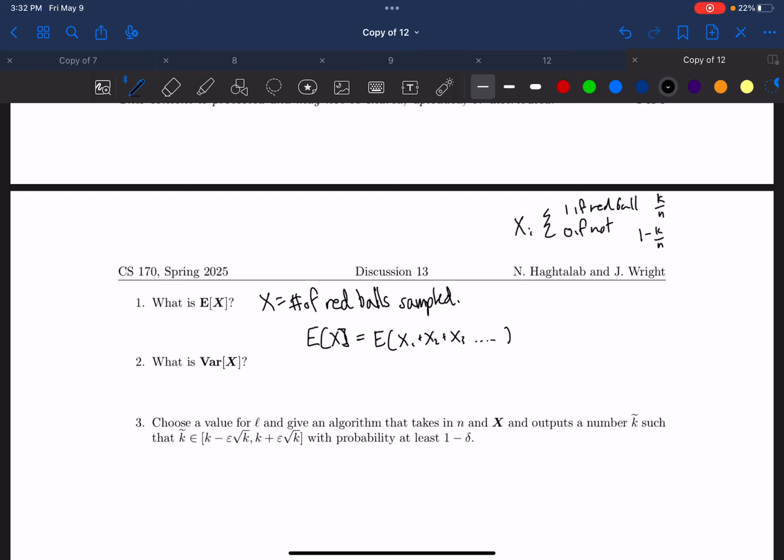So then, from here, we can simply use linearity of expectation to add up our expected values, and that's going to be k over n. And how many samples are we doing? We're doing L samples, so it's going to be k over n times L. So that's going to be E of x right here.